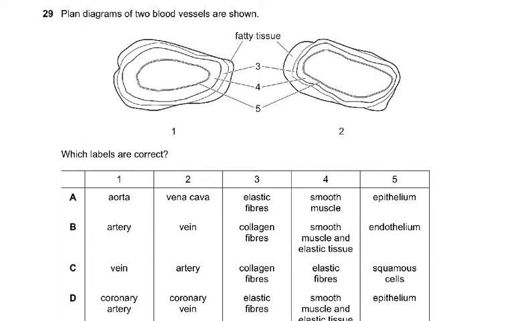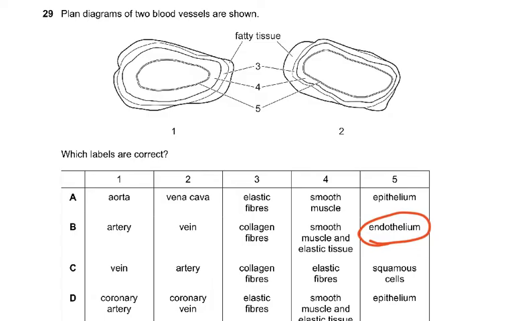Question number 29. Plan diagrams of two blood vessels are shown. Which labels are correct? 1 and 2 and 3 and 4 and 5. Well, I would have thought, what is 5? 5 is the endothelium. That would have been my way of figuring this question out.